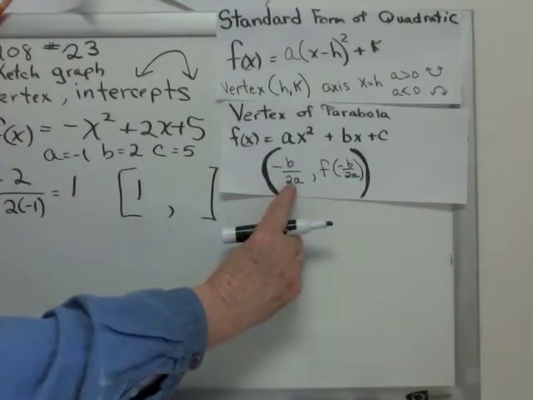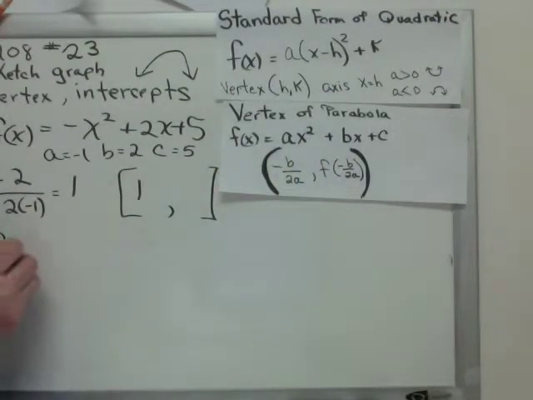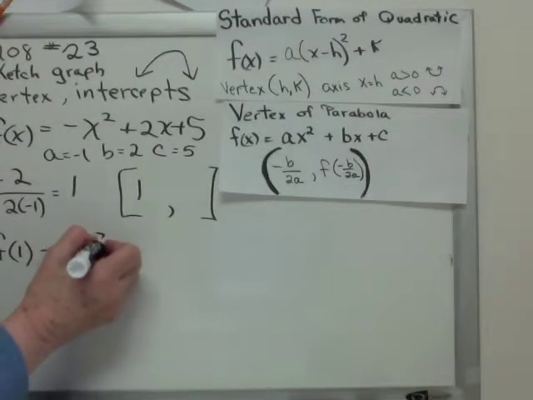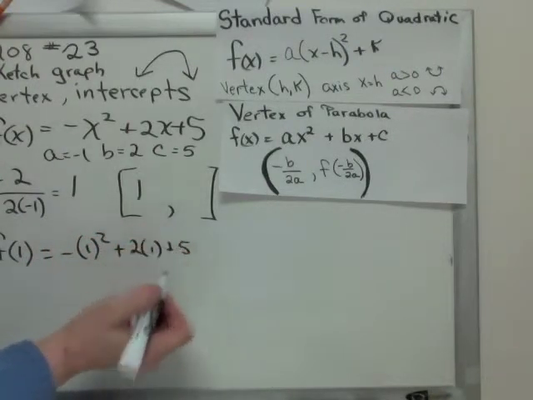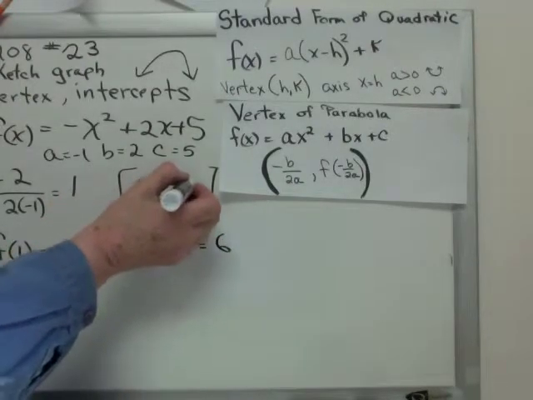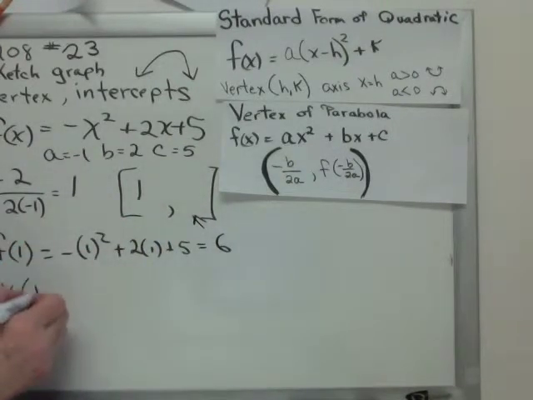Well, if I get 1 here, this means that I do f of 1. So f of 1, following the pattern of this equation. Do you follow how I do that? So that means I have minus, then I put 1 squared plus 2 times 1 plus 5. Figure that out, and you get 6. So now I have the other point in the vertex, which goes there. So the vertex is 1, 6.